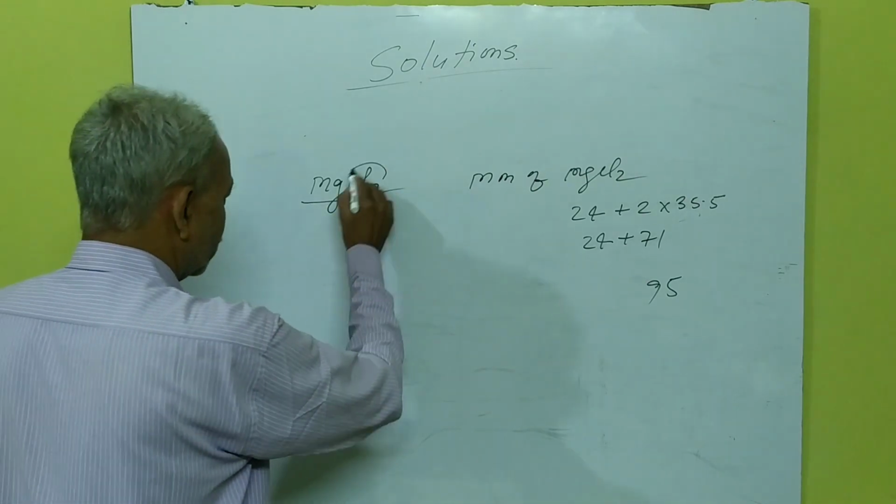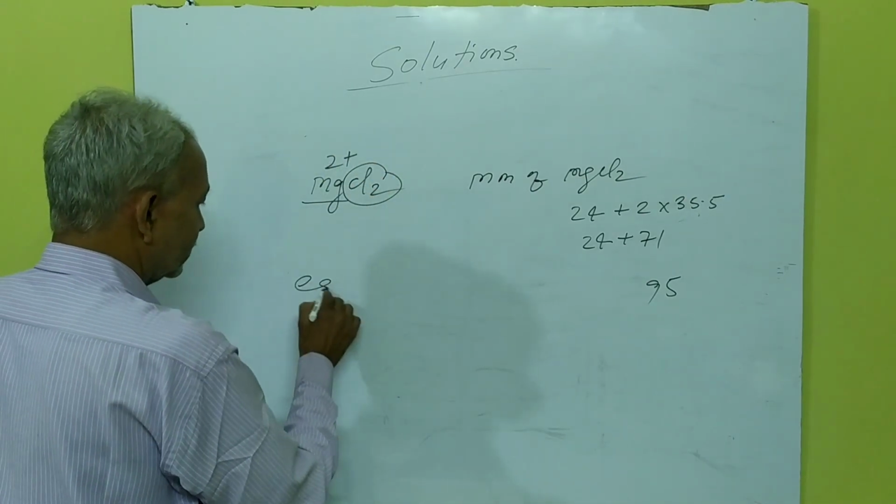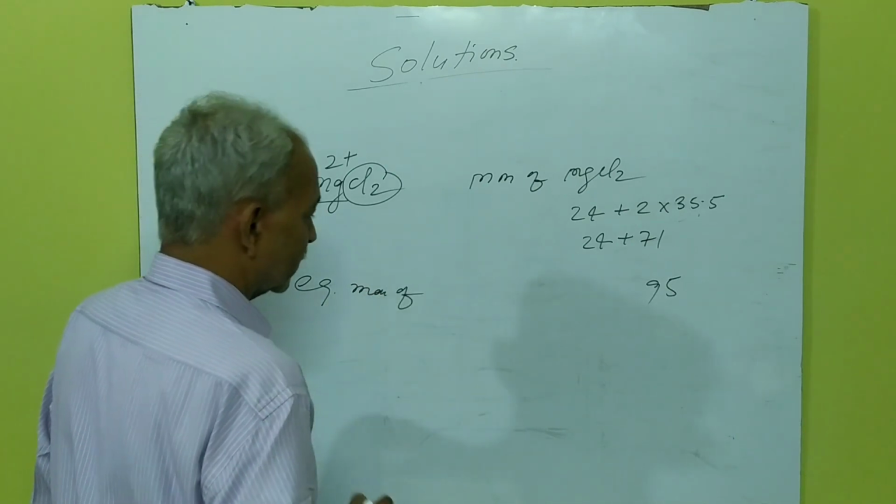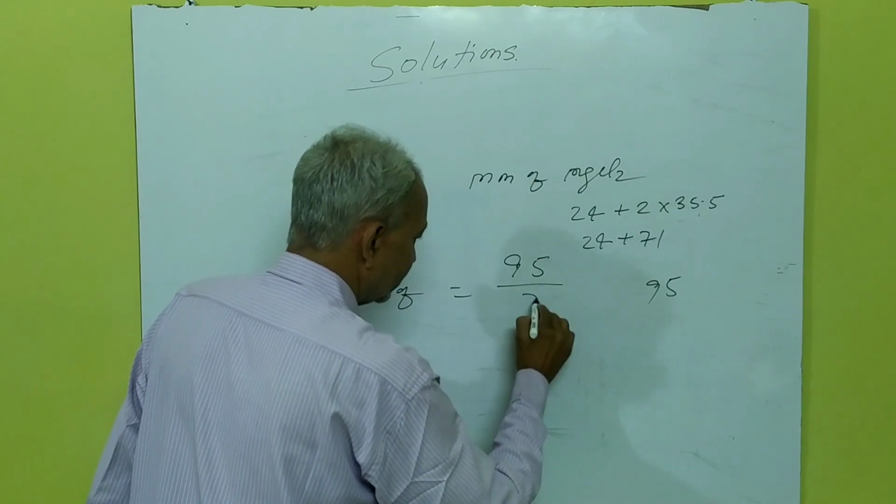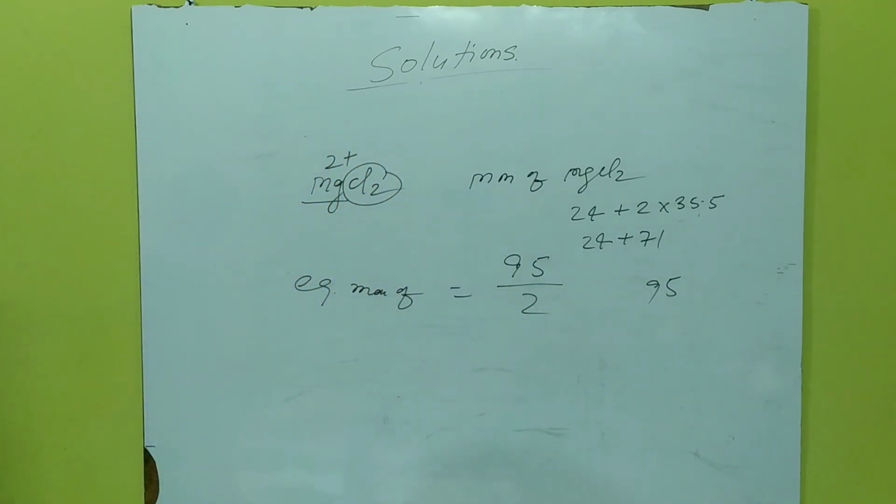The charge on magnesium is 2 plus. Therefore, the equivalent mass of magnesium chloride will be 95 divided by 2. So if there is any salt, how do you calculate the equivalent mass? The molar mass divided by the charge on the cation part. These are some different ways to express the concentration of solutions. You have to solve some numericals also, and this is the basic way to express the concentration of a solution.